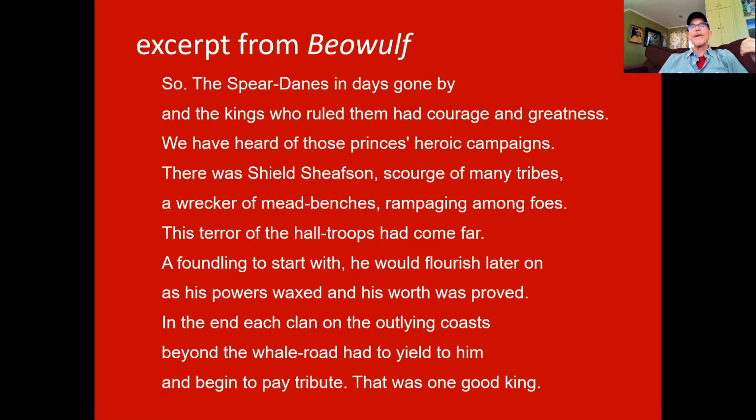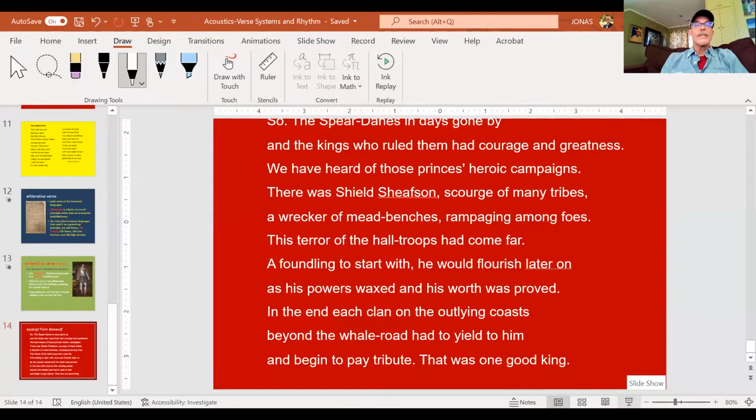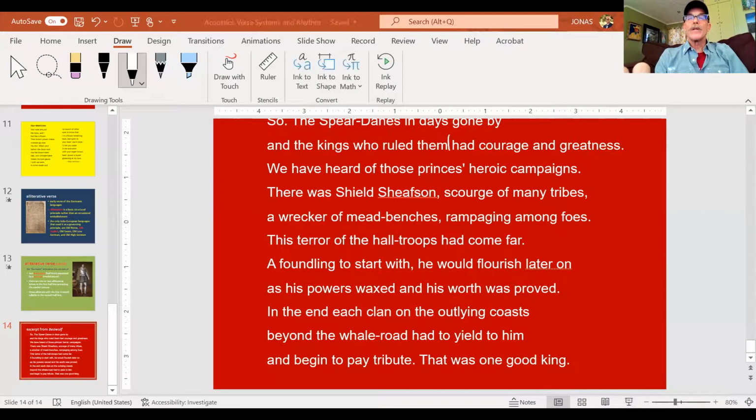"And the kings who ruled them had courage and greatness," okay? After "them" is where you're going to get that medial pause. I guess I could mark this. You know, why not? Okay, so here's the way that you mark a medial pause. You do it with two vertical lines, just like that, okay? The H sound in "who" and the H sound in "had," that's where your alliteration shows up. "We have heard of those princes' heroic campaigns." There's your medial pause. There's the H in "heard" and the H in "heroic."